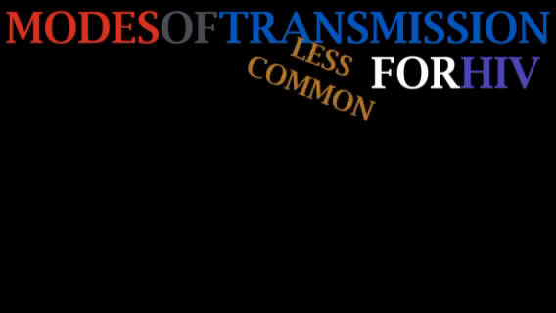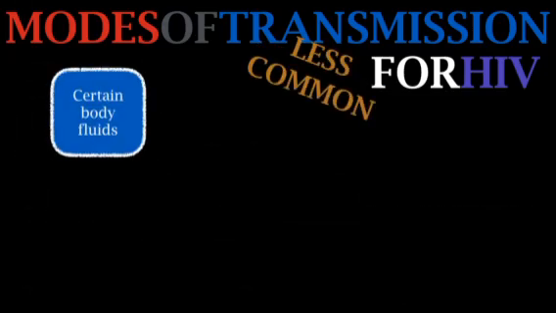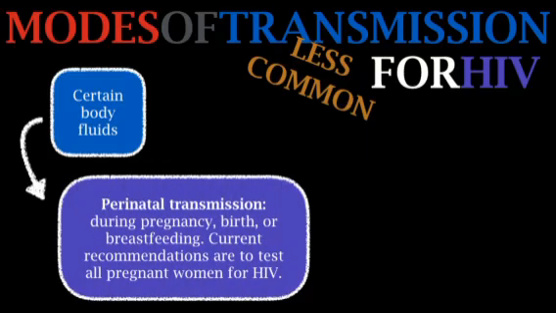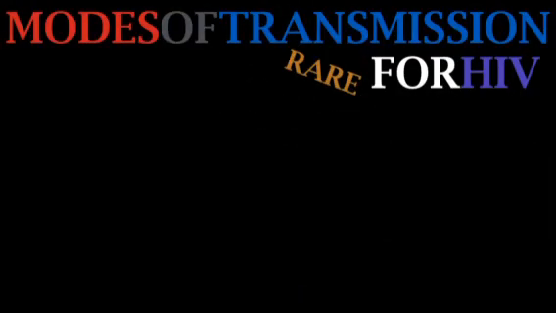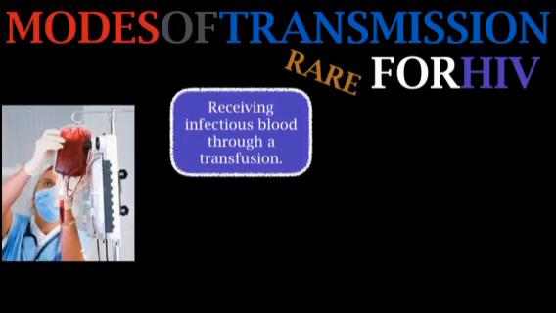Less common modes of transmission of HIV include perinatal transmission. This can occur during pregnancy, birth, or breastfeeding. The current recommendation is to test all pregnant women for HIV. Needle sticks or sharps injury in a healthcare setting. As of December 31, 2013, there were 58 confirmed cases of occupational transmission of HIV and 150 possible occupational transmissions in the United States. Rare modes of transmission of HIV include receiving infectious blood through a transfusion.